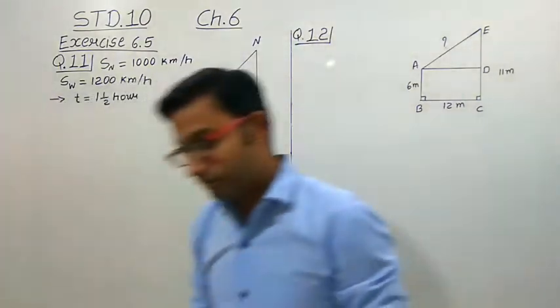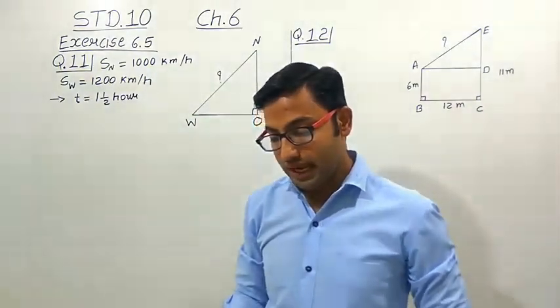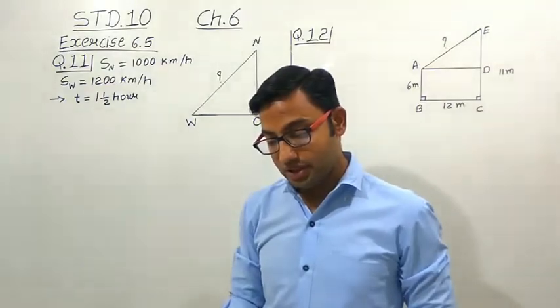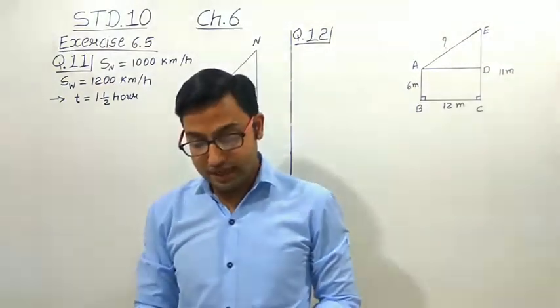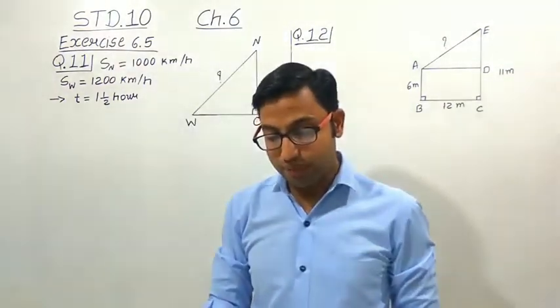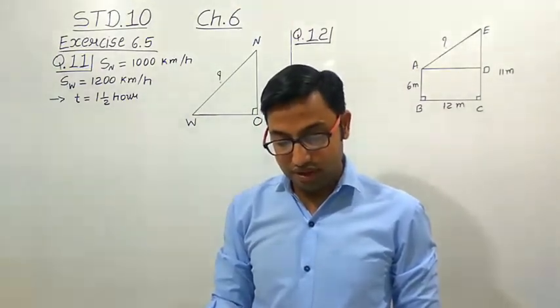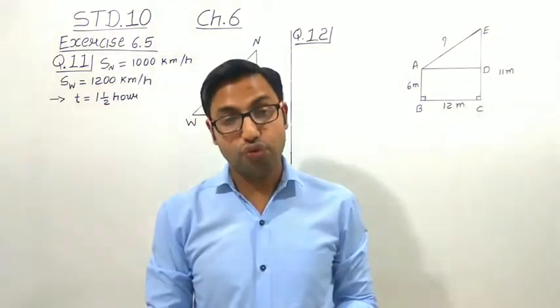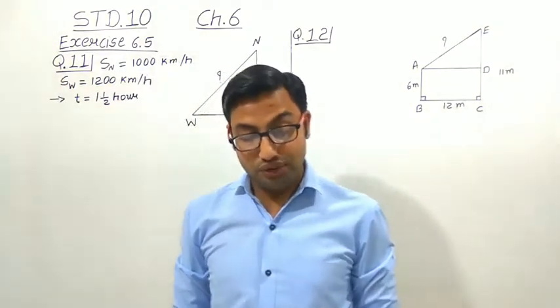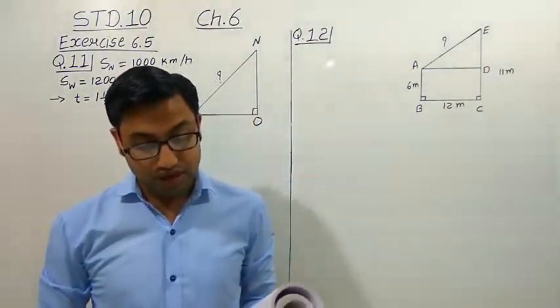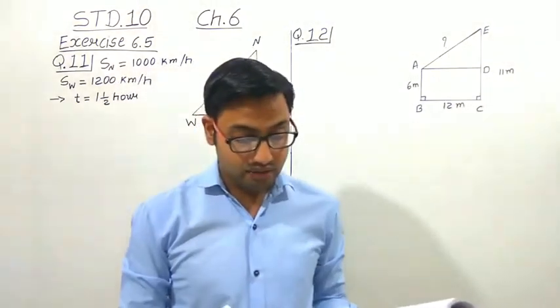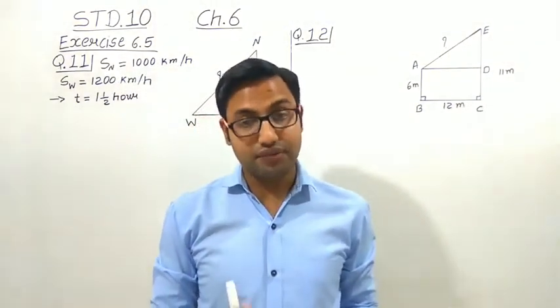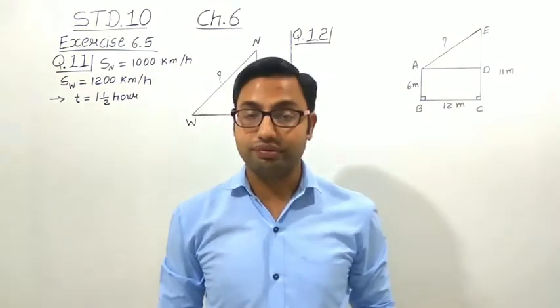The question is: an aeroplane leaves an airport and flies due north at a speed of 1000 km per hour. At the same time, another aeroplane leaves the same airport and flies due west at a speed of 1200 km per hour. How far apart will the two planes be after 1.5 hours?